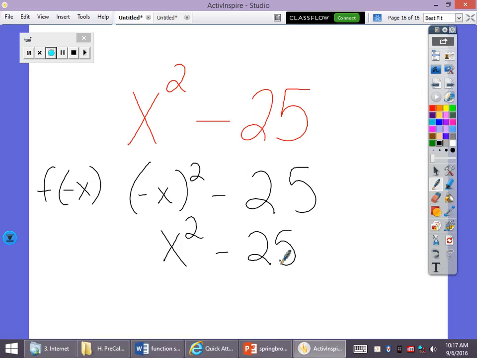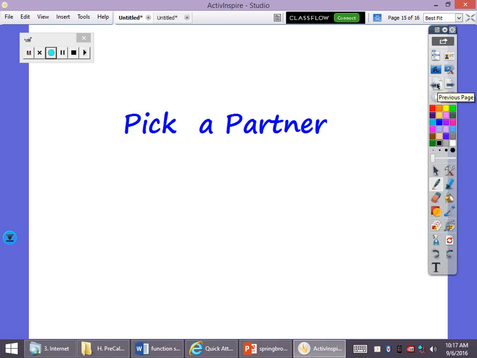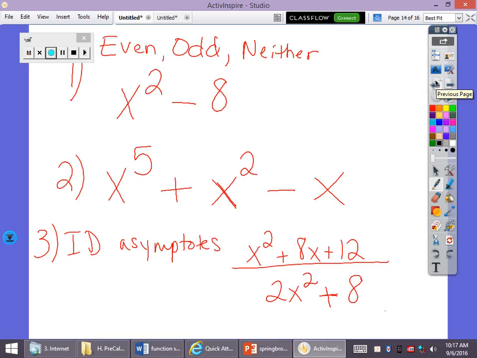So you have a whopping 3 homework problems tonight. Sorry, I left that up there. Okay, so problems 1 and 2, you're telling me whether it's even, odd, or neither and proving it algebraically. And then number 3, you're identifying the asymptotes, vertical and horizontal. You get the gist. Yes?